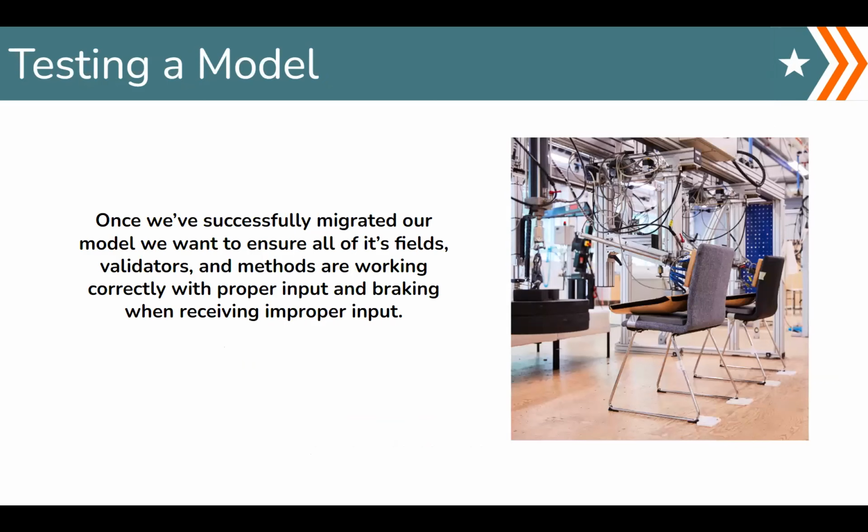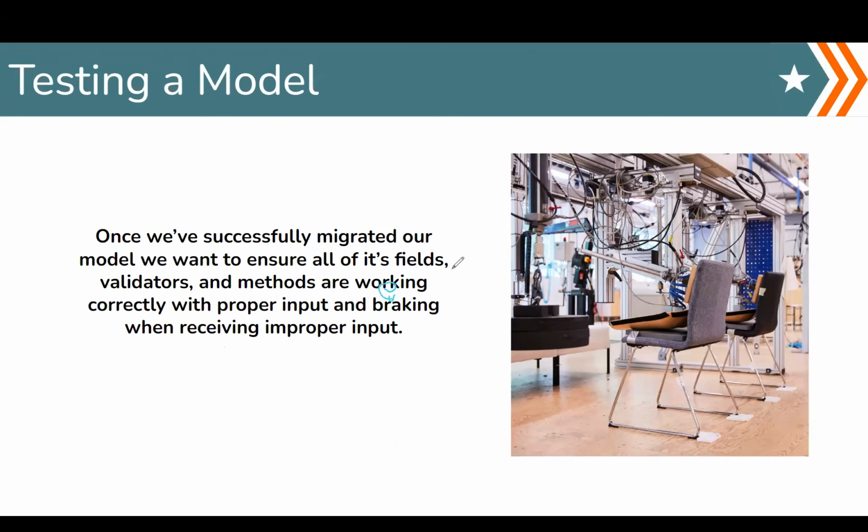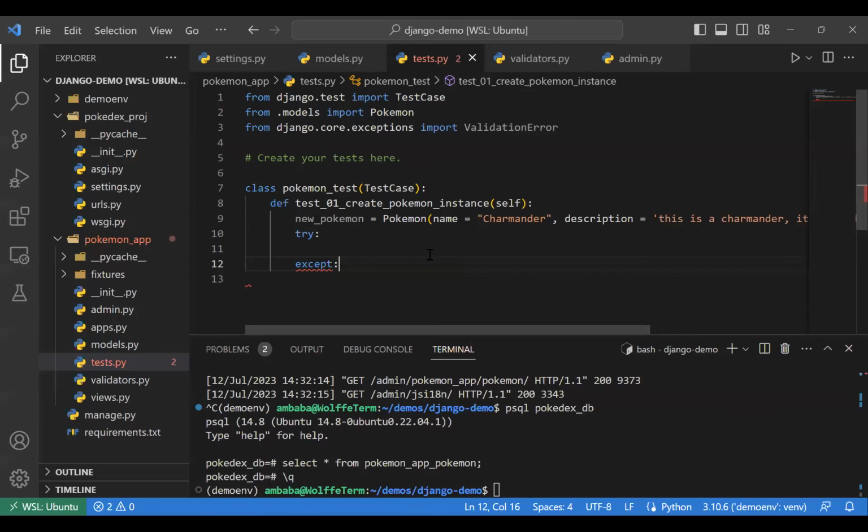So we'll check that our fields, our validators, and our methods are working with proper input, and breaking when receiving improper input. And that's basically what we're going to check now. So let's go back to our test file. And this is where the try and accept bits come in handy.